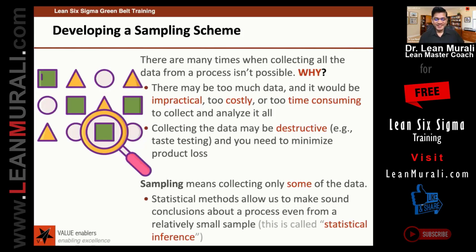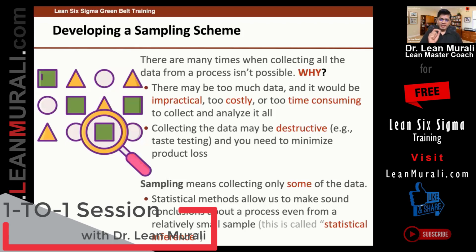Statistical methods. This is a very important word that I'm introducing now. Statistical methods allow us to make sound conclusions about the process, even from a relatively small sample. This is called statistical inference. Using statistical methods, you do statistical inference. What it means is, you have data, you study the data, you analyze the data, and make conclusions. A conclusion is nothing but an inference.